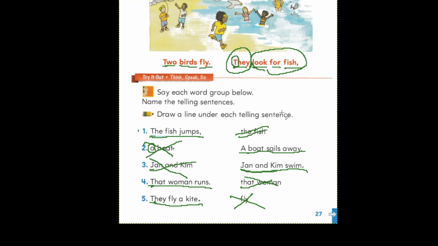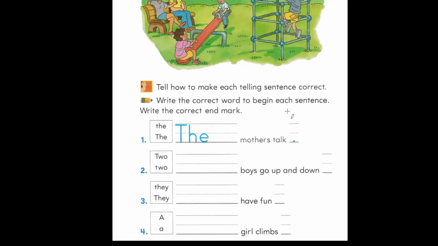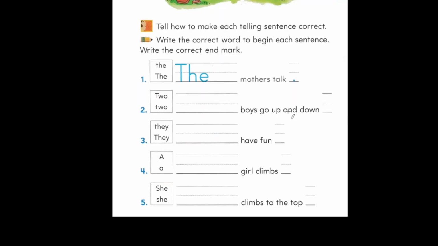So let's move on to our next worksheet right over here. And this one we have to do a little bit of filling in the blank. So let's see. Tell how to make each telling sentence correct. Write the correct word to begin each sentence. Write the correct end mark. Okay, so this one's done for us. As we could see, look, there's our uppercase T right here, and our period at the end. So that's what we have to do. We have to write in the correct answer.